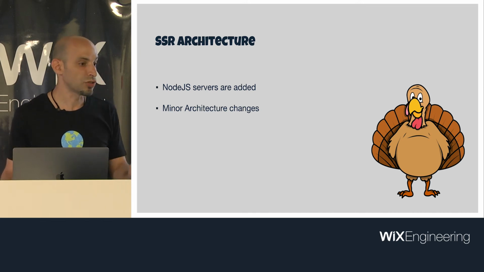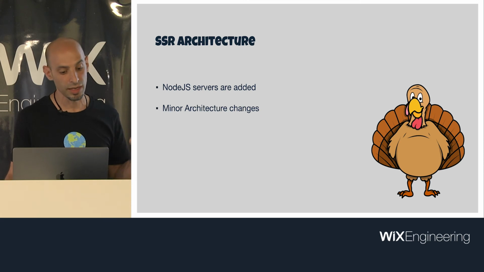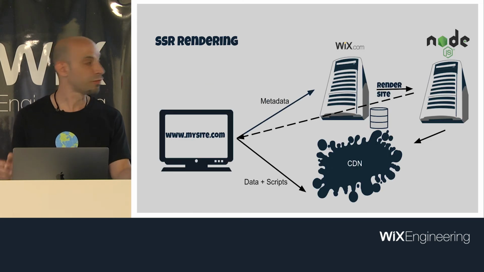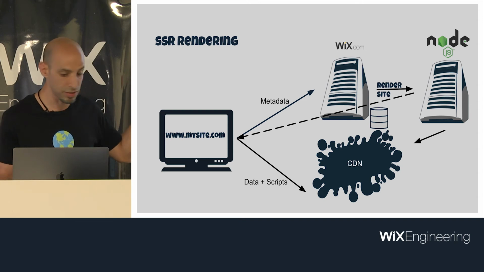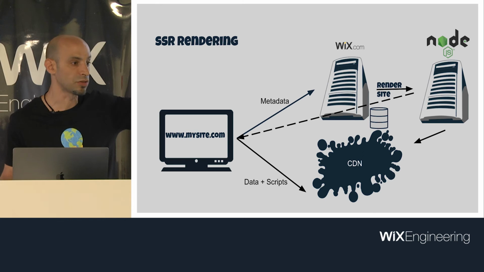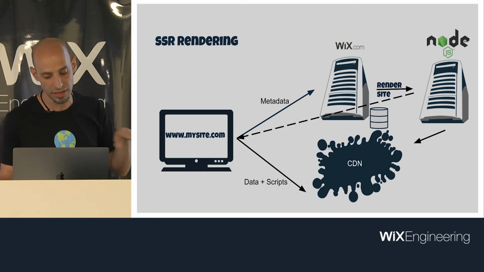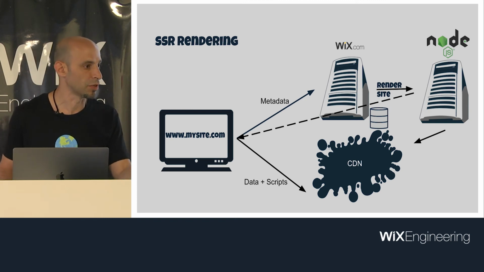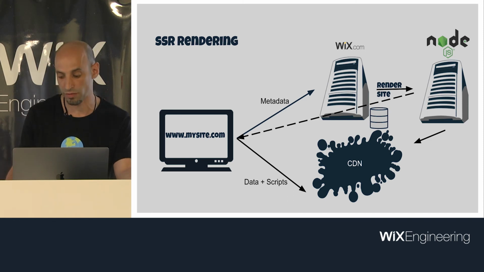SSR architecture wasn't changed a lot. We just added a Node.js server. There are some changes inside. Some of them are more complex, some of them are less complex, but still, everything was built on top of other things. Right now, if we look at the new architecture, the website calls our servers again, but this time our servers are accessing the Node.js server, rendering the content, returning the response, the data, the metadata, and the scripts are all sitting on the CDN. On the server side, I'll explain a little bit more where we get the scripts and how we do that. But the changes in architecture were not very significant.